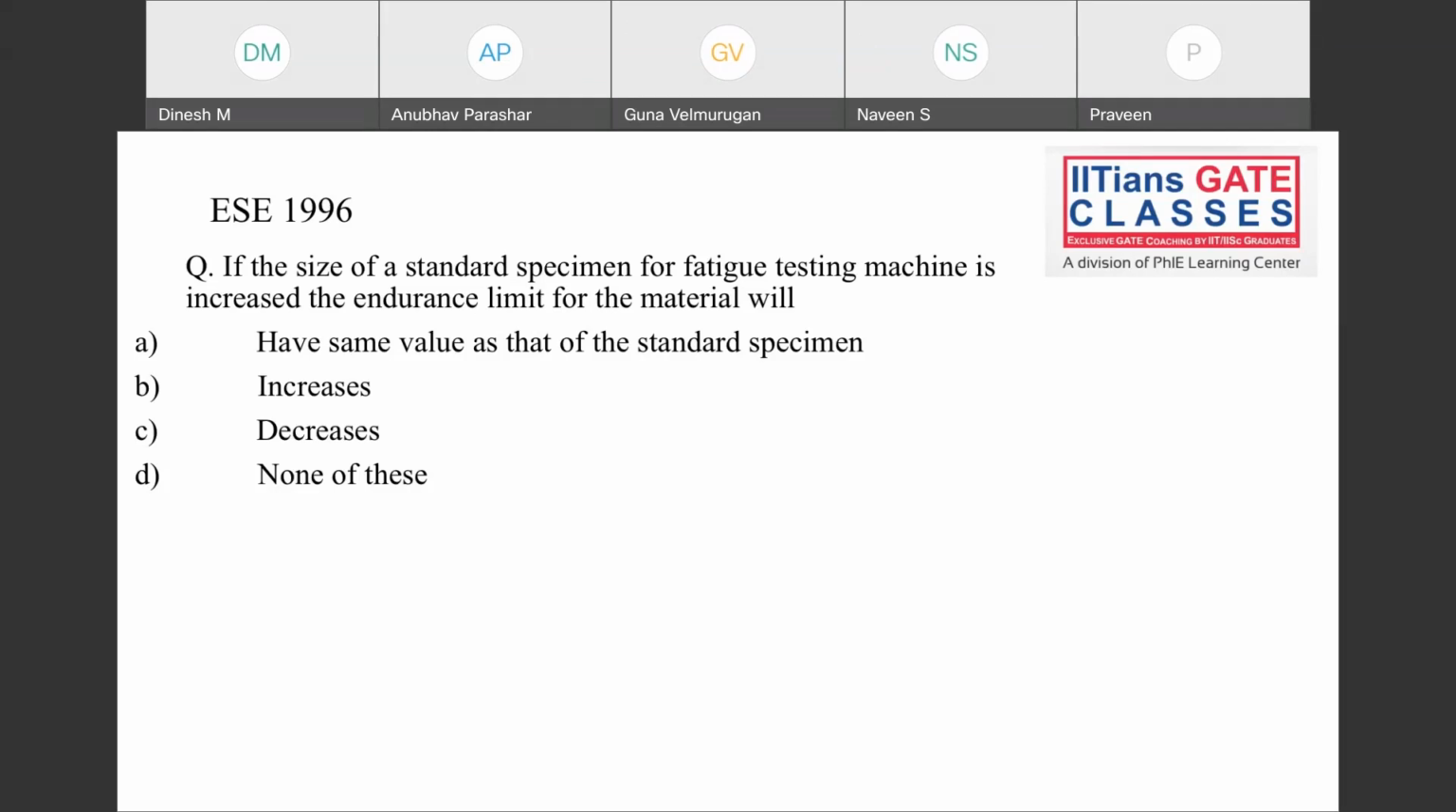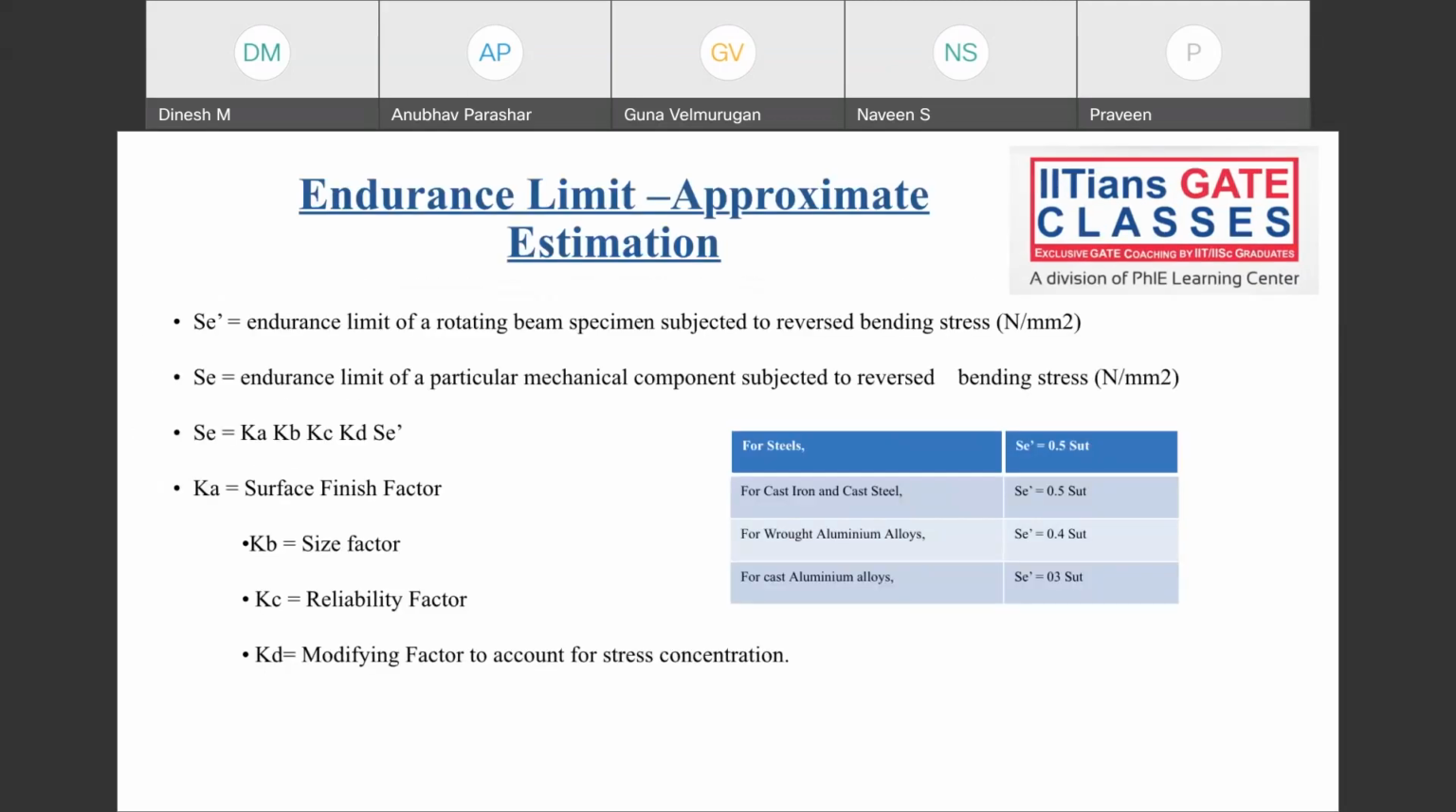Okay. This is kind of a logical question, right? Whatever you are seeing is completely pertaining to this. So if you see the size factor, can you tell me, if the size increases, what will happen to the endurance limit? What will happen to the size factor? Can you tell me?